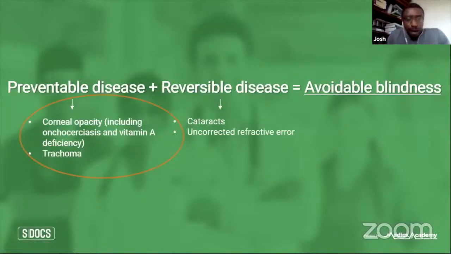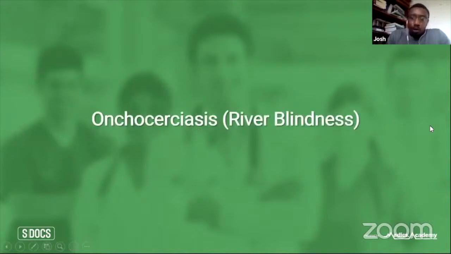So in part 1, I introduced this towards the end: avoidable blindness, preventable disease, and reversible disease. In this part 2, we're going to be looking at preventable diseases. We're going to be looking at the diseases that cause corneal opacity. And we're also going to be looking at trachoma as well. So all these diseases, they're not necessarily common in places like the UK, but they are common to other countries worldwide, and we will go through them in a bit more detail. So we'll start with onchocerciasis, or river blindness.